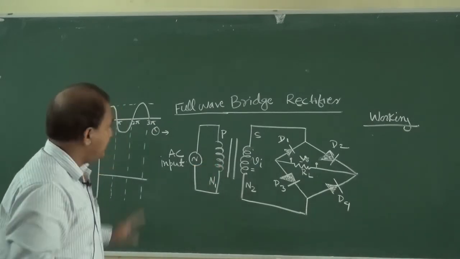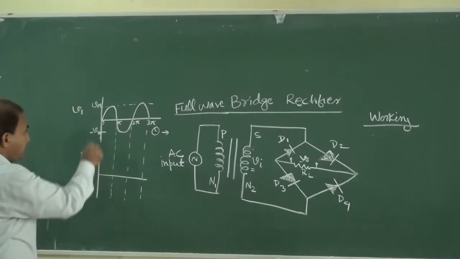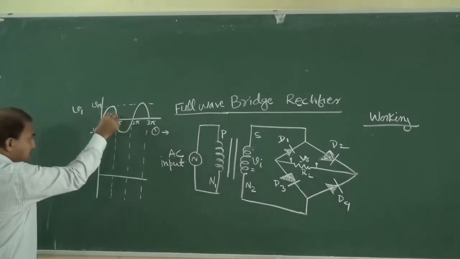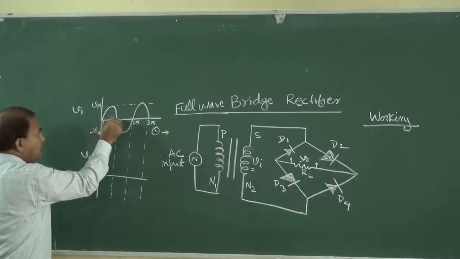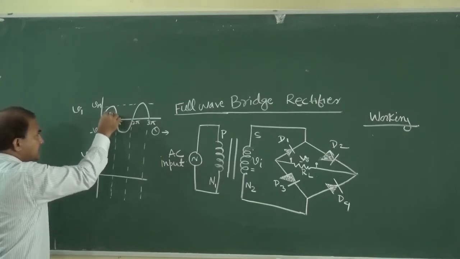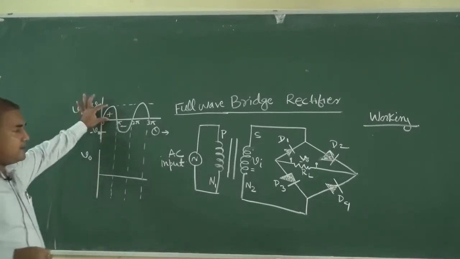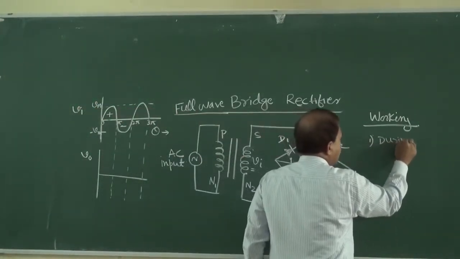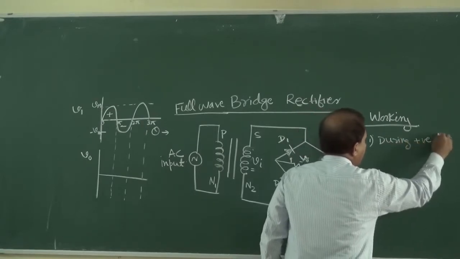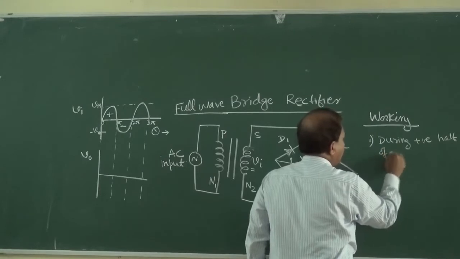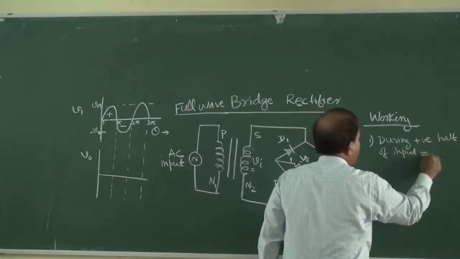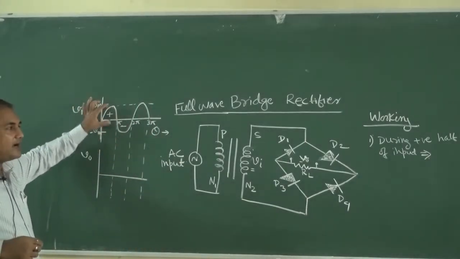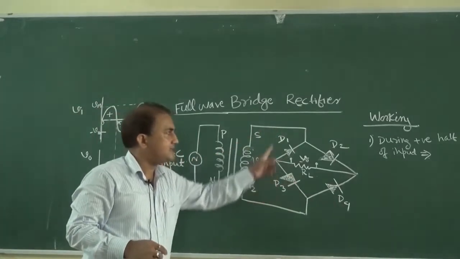Now, during forward bias, what will happen? During 0 to pi, this signal is positive at this end and negative at this end. So first, during the positive half of the input, what will happen across this circuit?